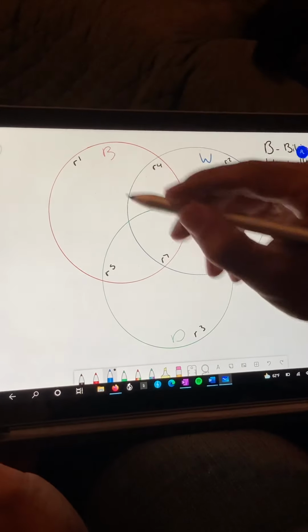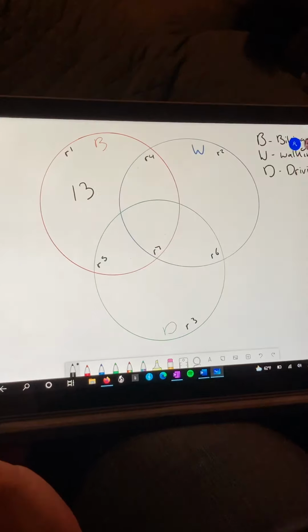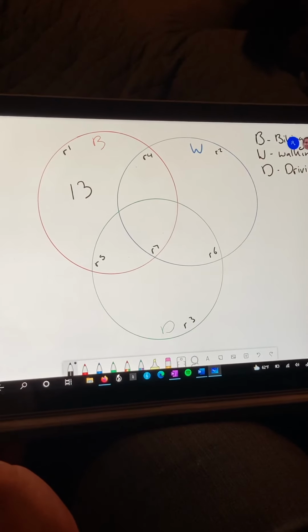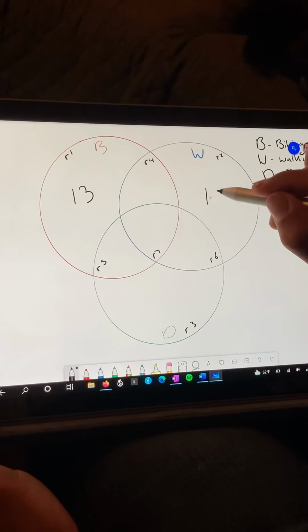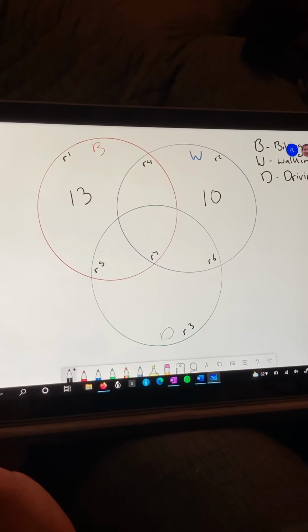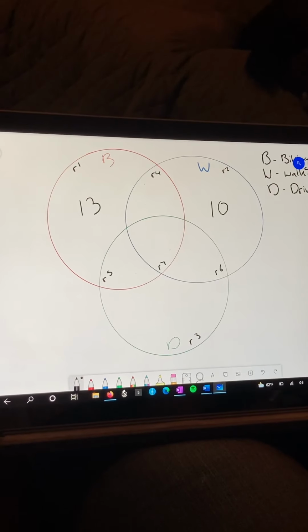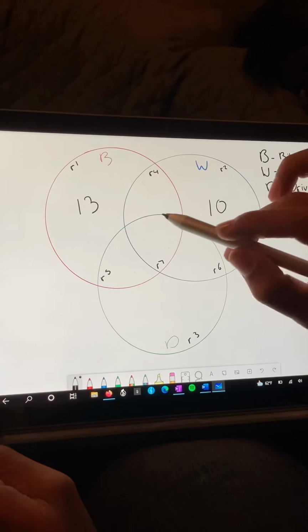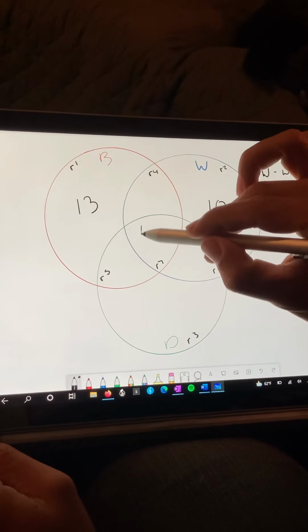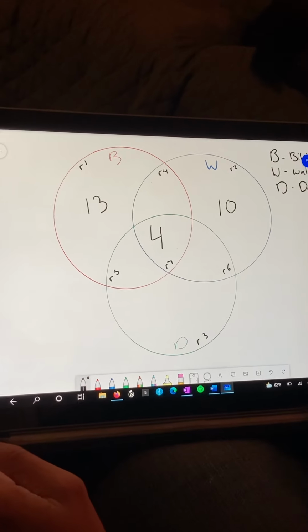We're going to put that information in region 1, 13. The next thing is that 10 students walk to school. Really easy and simple so far. Followed by that, we have 4 students who walk and drive and bike to school. So we're going to look at the intersection of region 7 right here, who do all 3 modes of transportation.